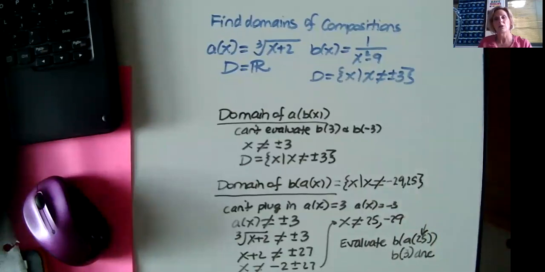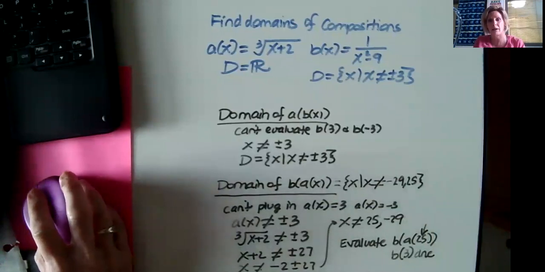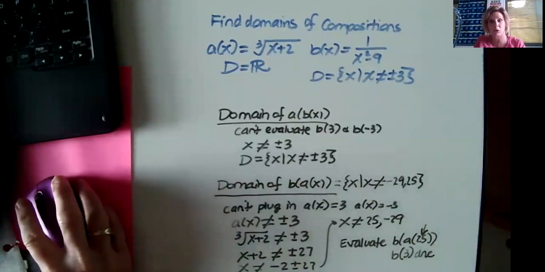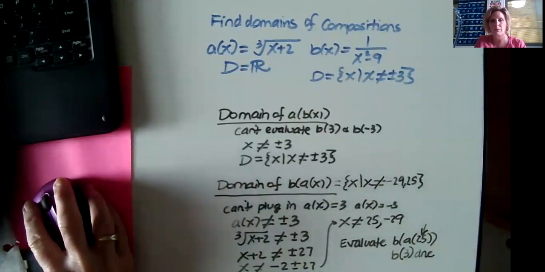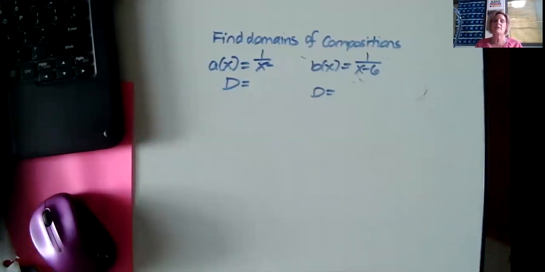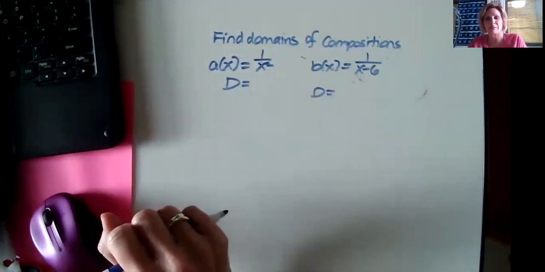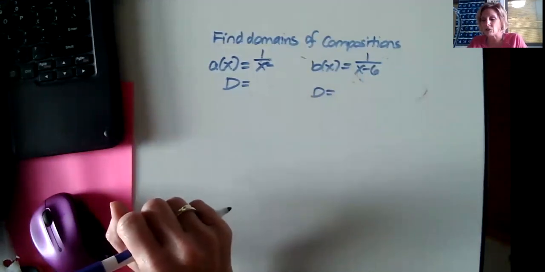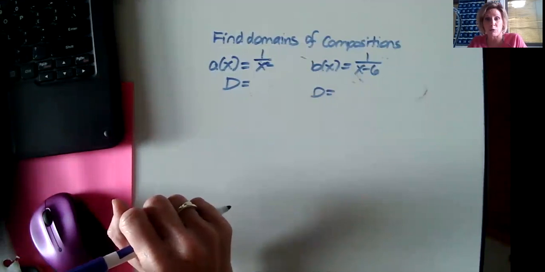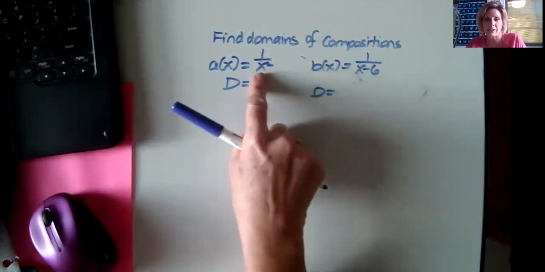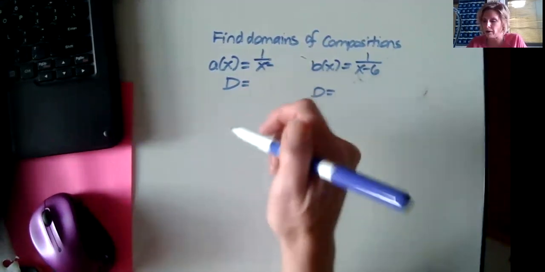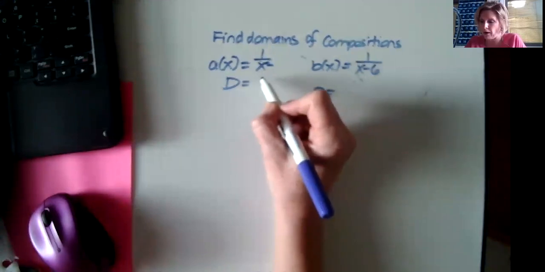So again, depending on which way you're doing the composition, your domain can be radically different, sometimes easier, sometimes harder. So I'm asking the same question, but I have changed my a of x and my b of x. This time I need to start by finding the domain of the individual functions. So I see for a of x it's rational and I can't have 0 on the bottom. So that means I can't have 0 for x.